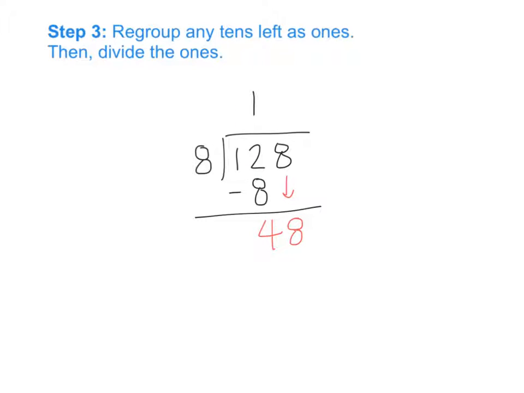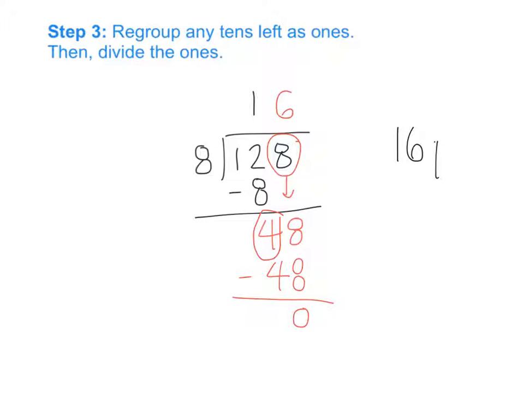After we've divided the tens, we can regroup any tens that are left as ones. We had 4 tens left, so let's regroup that into 40 ones. We also have 8 ones originally in the dividend, so that gives us a total of 48 ones. 8 goes into 48 6 times. 6 times 8 is 48, leaving us with a remainder of 0. Therefore, each of Tanya's 8 daisies must have 16 petals on them.